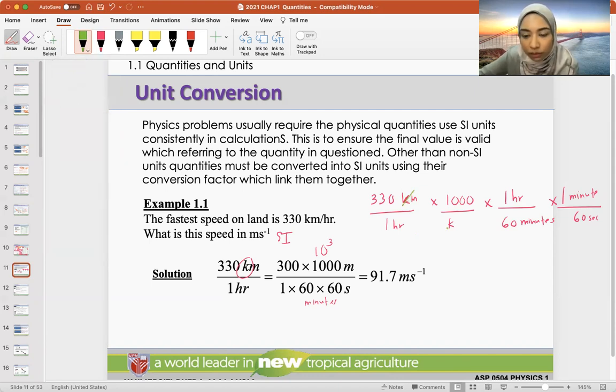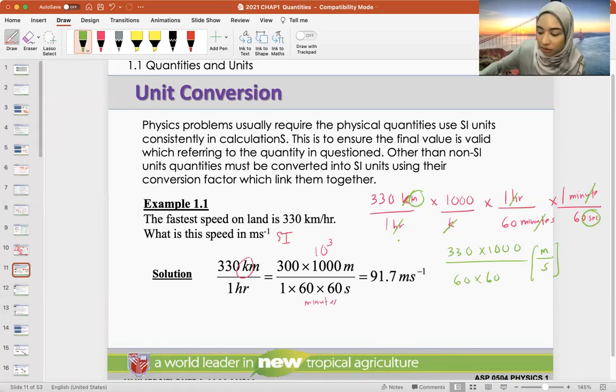So kilo crosses out with kilo, hour with hour, minutes with minute, and I'm left with meter and second. So 330 times 1000 over 60 times 60, and you will get the final unit as meter per second. It's the same. You will get the same answer. It's just a different approach, and I like this one better because it keeps my thoughts organized.